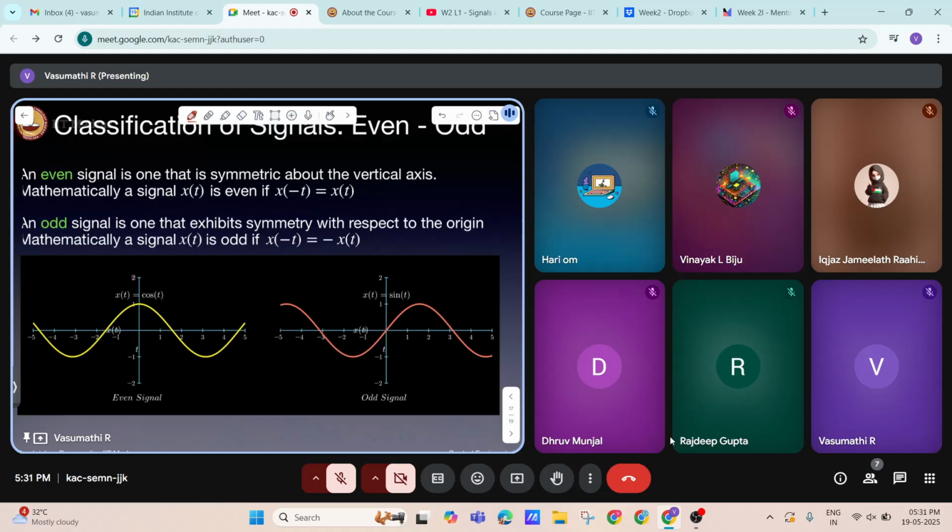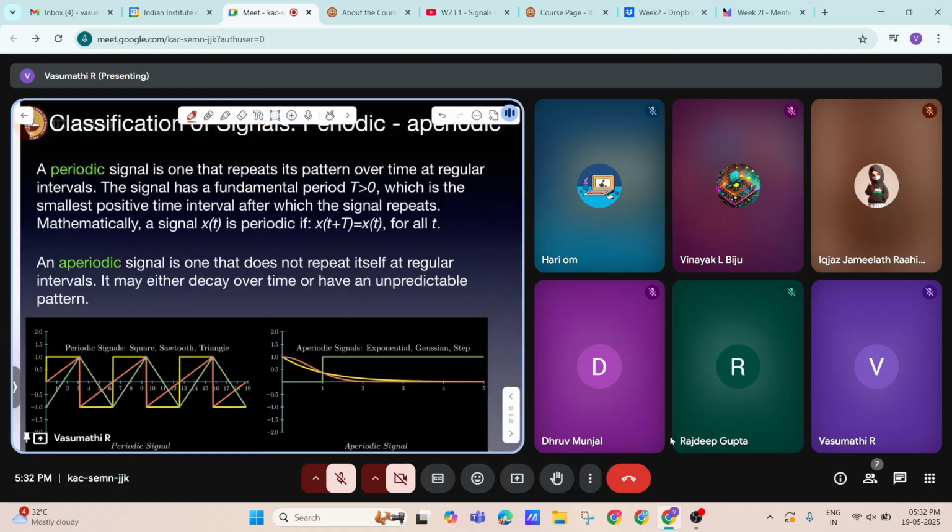And even signals or odd signals: in this sense, even signals will be symmetric. So if at time t equal to 5, let's say my signal amplitude is 10, then at time t equal to -5, the amplitude will also be 10. So x of minus t will be equal to x of t. Whereas in odd signals, x of minus t will be equal to minus x of t. It's kind of a mirror. That is called an odd signal. This will be useful while you apply some properties on those signals.